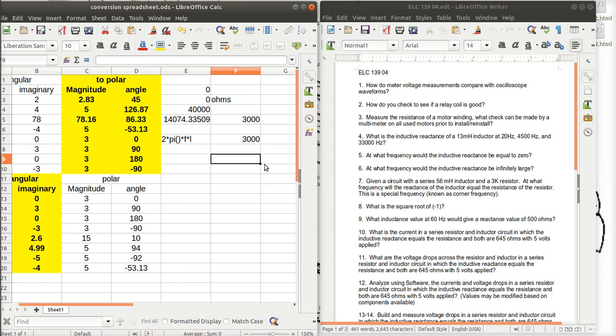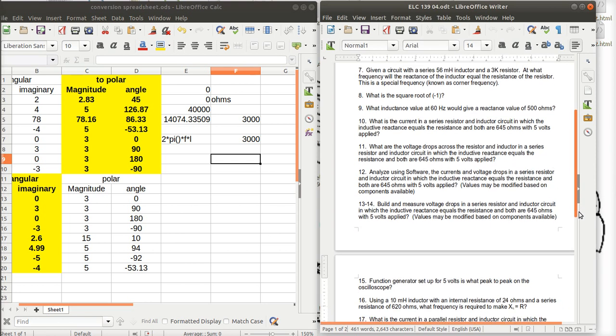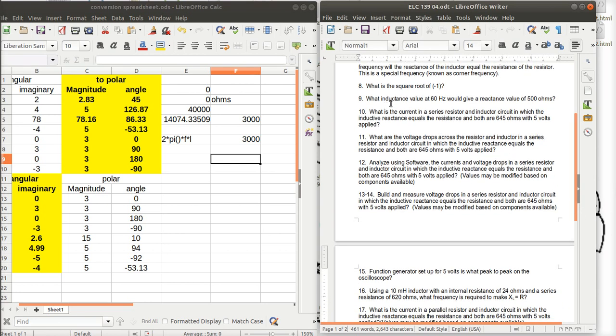Square root of -1, don't look for a special symbol. It's just I or J. I'm just trying to jog your memory. What inductance value at 60 Hertz would give a reactance of 500 ohms? So now I'm using this equation and I'm saying you know the frequency, you know the reactance you want, you don't know the L. So again, we're just manipulating this equation to come up with a number. It's just algebra, one variable.